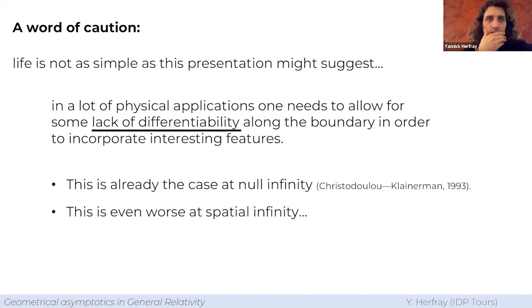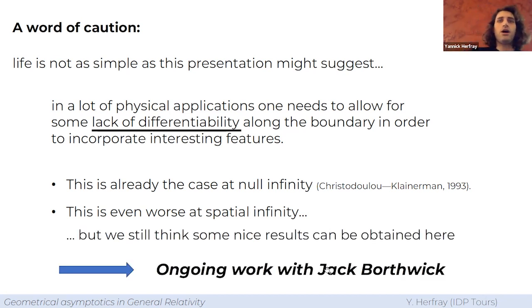But still, it's okay. At null infinity, the lack of differentiability really goes back to the work of Christodoulou and Klainerman, and Chruściel, Delay, which constructed a lot of examples where you are missing differentiability at null infinity. At spatial infinity, it's even worse because the presence of mass already forces you to have a lack of differentiability. So the projective geometry is not going to be C infinity for sure, anytime you have nice, interesting solutions, especially at infinity. But okay, that's life.